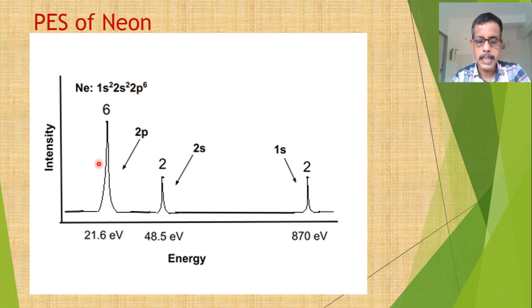So you can see this height. The height of the 2p sublevel is 3 times, which means it has got 6 electrons. That's why it is 2p6. And the 2s subshell and 1s subshell have the same height, corresponding to 2 electrons. So it is 2s2 and 1s2. Therefore, the electronic configuration of neon is 1s2, 2s2, 2p6.